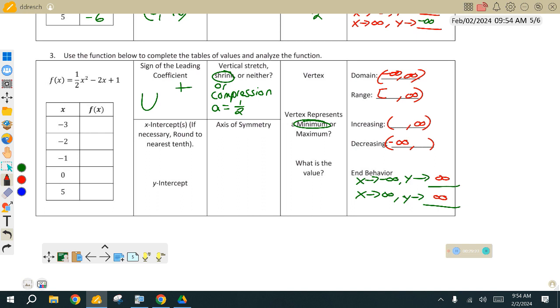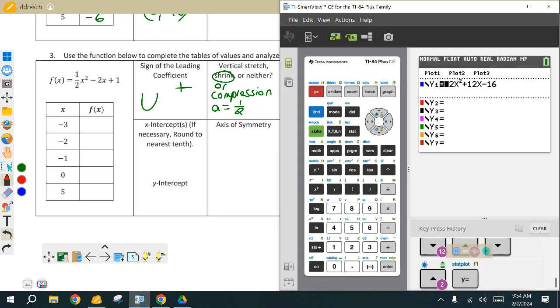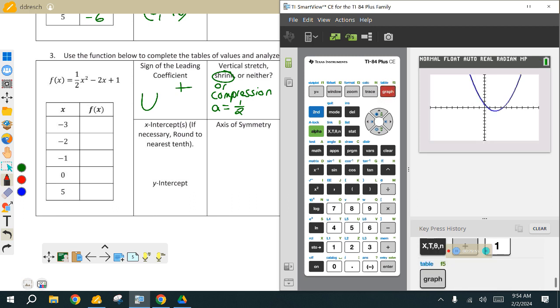Now, this last one here, well, crap. It says something about rounding. That's going to suck. Okay, that's fine. Let's do this. What's that? You don't like this one, Yante? All right, you'll live. Maybe, I don't know. 1/2 x squared minus 2x plus 1. Make sure it's all typed in correctly, and let's hit graph.